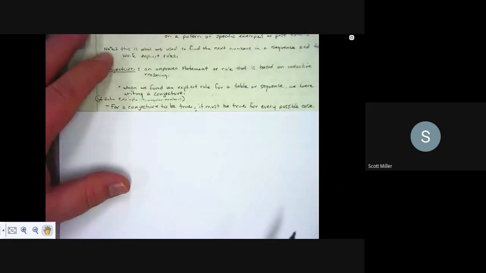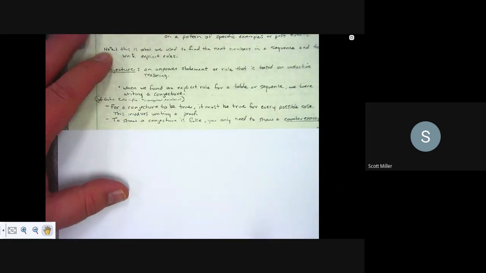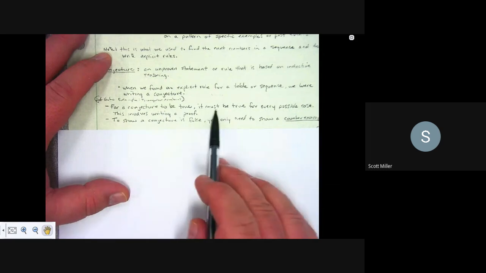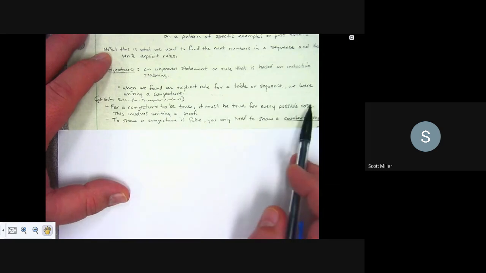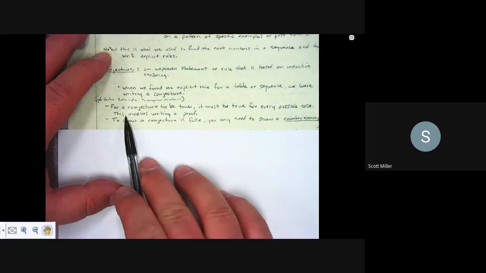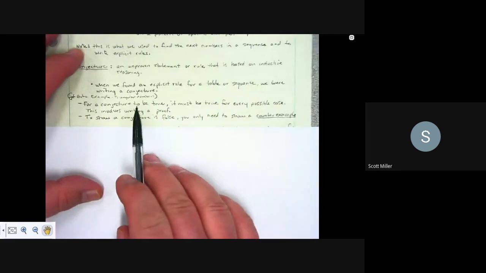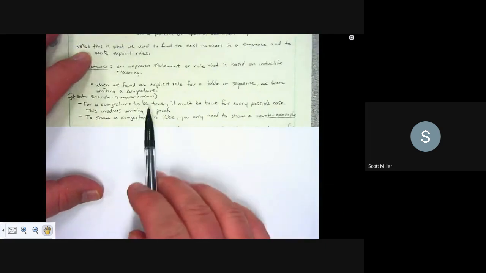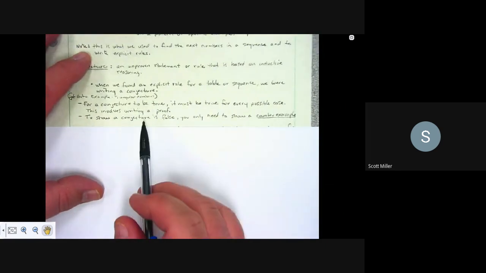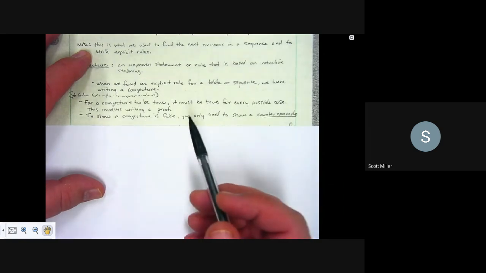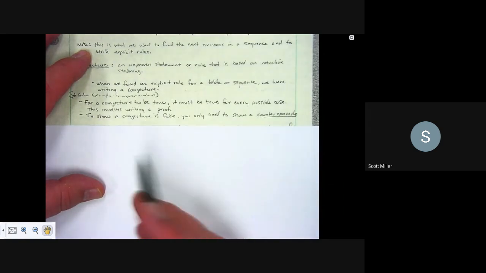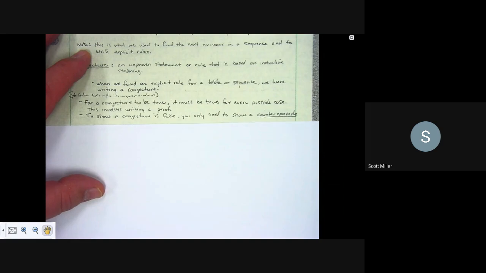So let's look at some other things that are happening here. Some things to remember about conjectures. For a conjecture to be true, it must be true for every possible case. This involves writing a proof. Most of these proofs are a little bit hard, like the one we just did, the triangular numbers. To prove that it is true for all possible cases requires a technique that's beyond the scope of our class at this time.